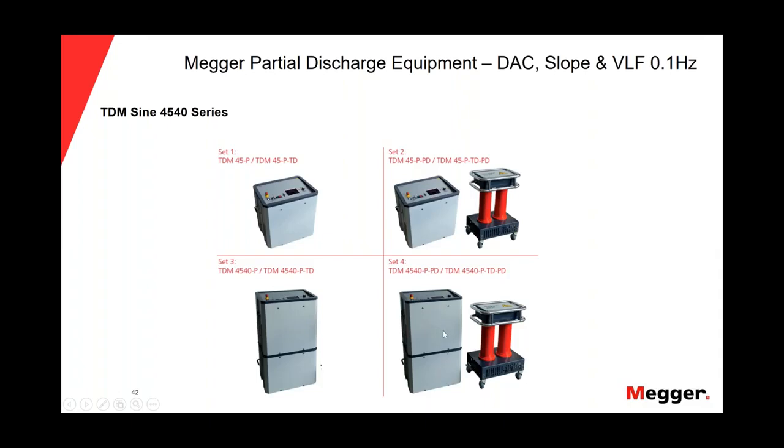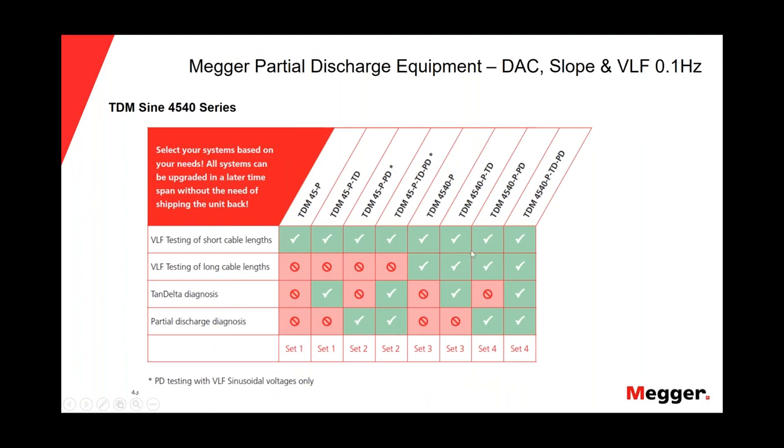And we can have the TDM 4540 with the booster, which will allow us to do the VLF with the sine wave shape and with the cosine wave shape. We will do the tan delta, and we can also do the partial discharge test with the sine wave shape, with the damped AC, and with the cosine rectangular wave shape. So depending on what you are looking for, you can select the options for the TDM sine 4540 series, and we can provide it. It's a very convenient unit.